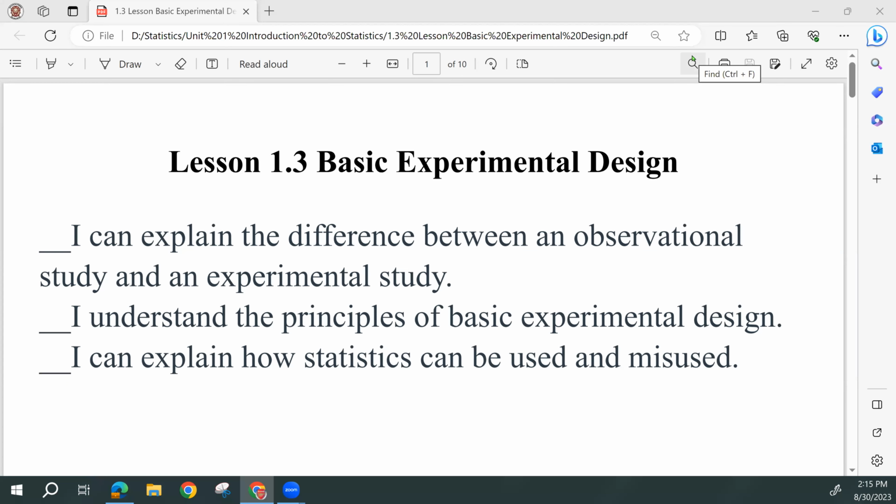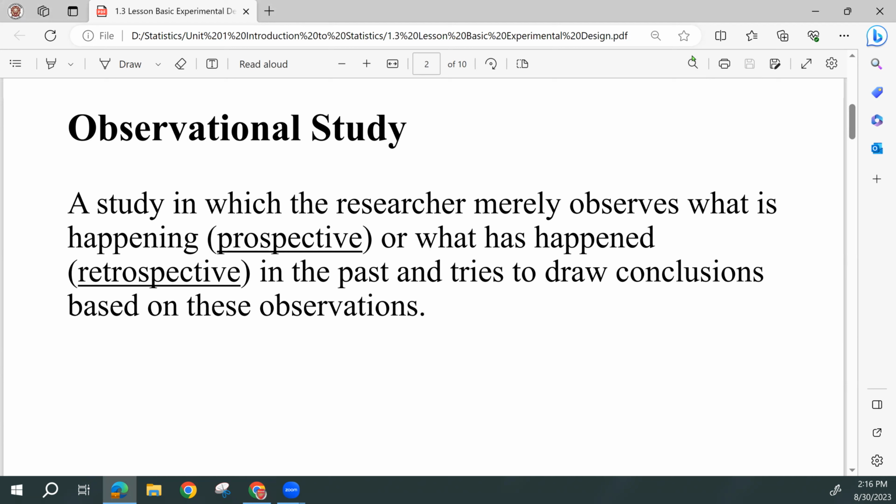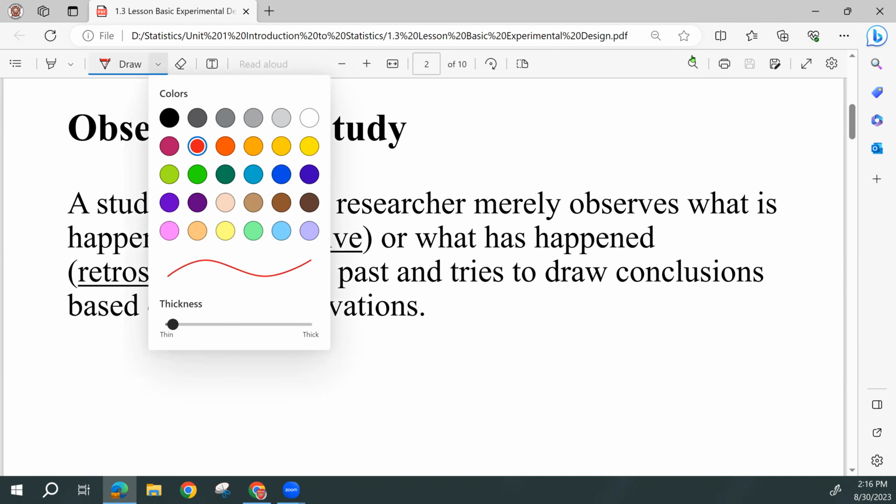Y'all, today we are going to start talking about basic experimental design and some elements and principles that have to do with experiments. We also will have a quick discussion here about what an observational study is, similar to an experiment, but also different. That's why similar, not the same. The key thing about an observational study is that we are not controlling anything.